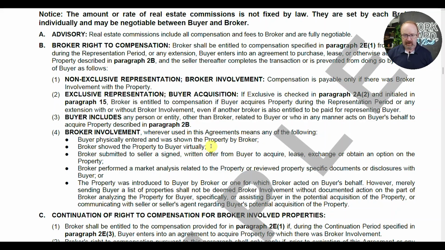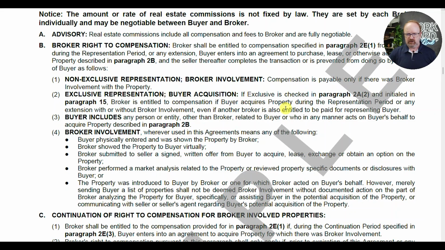You showed the property to the buyer virtually. You submitted to the seller a signed agreement from the buyer. You performed a market analysis related to the property. And it was introduced to the buyer by the broker, or one of which the broker acted on the buyer's behalf. However, merely sending a buyer a list of properties shall not be deemed broker involvement without documented action on the part of the broker, analyzing the property for the buyer, assisting the buyer in the potential acquisition of the property, and/or communicating with the seller or seller's agent regarding the buyer's potential acquisition of the property. So that's what broker involvement is when we're talking about non-exclusive.